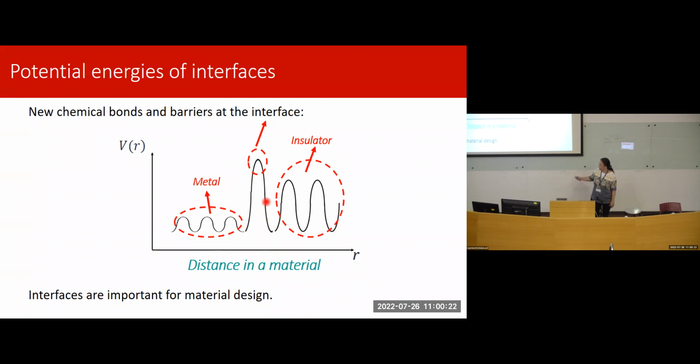This barrier is actually something we can control for material design. We can mix and match two different materials and get the barrier to be as large as we want, depending on the material type, because it's a new chemical bond that is formed between the materials.